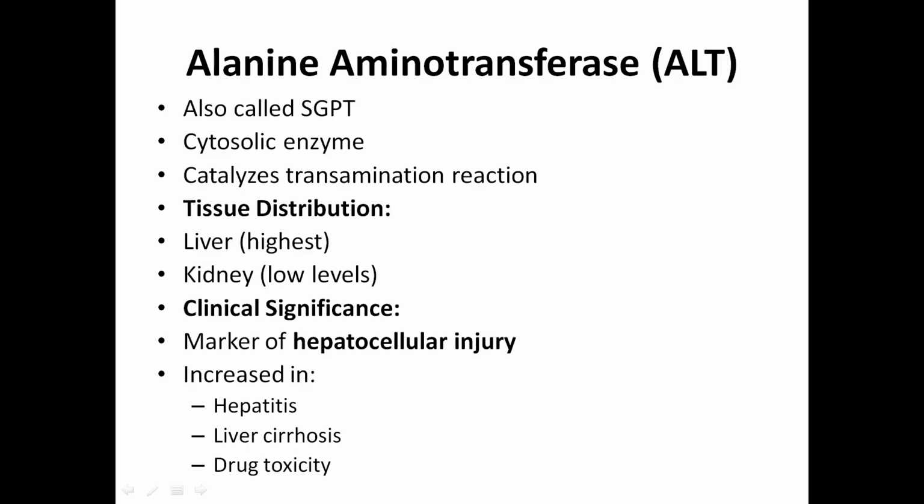Now, alanine aminotransferase, also expressed as ALT. The other name of ALT is SGPT. It is a cytosolic enzyme. It catalyzes transamination reactions. It is mainly found in the liver and kidney. In the liver it is found at the highest level, and in the kidney at the lowest level. Clinical significance: it is the marker for hepatocellular injury. It is increased in hepatitis, liver cirrhosis and drug toxicity.